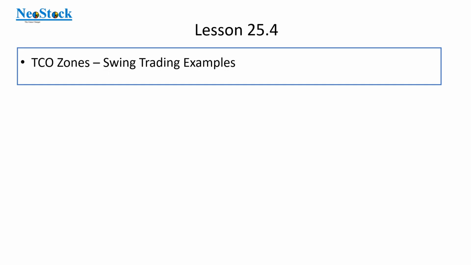So this is about having more examples on TCO zones, that is trend change horizon zones related to swing trading. Some of our members would like to know the behavior of trend change horizon demand and supply zones in swing trading related setups. That is monthly income trade and weekly income trade setups.